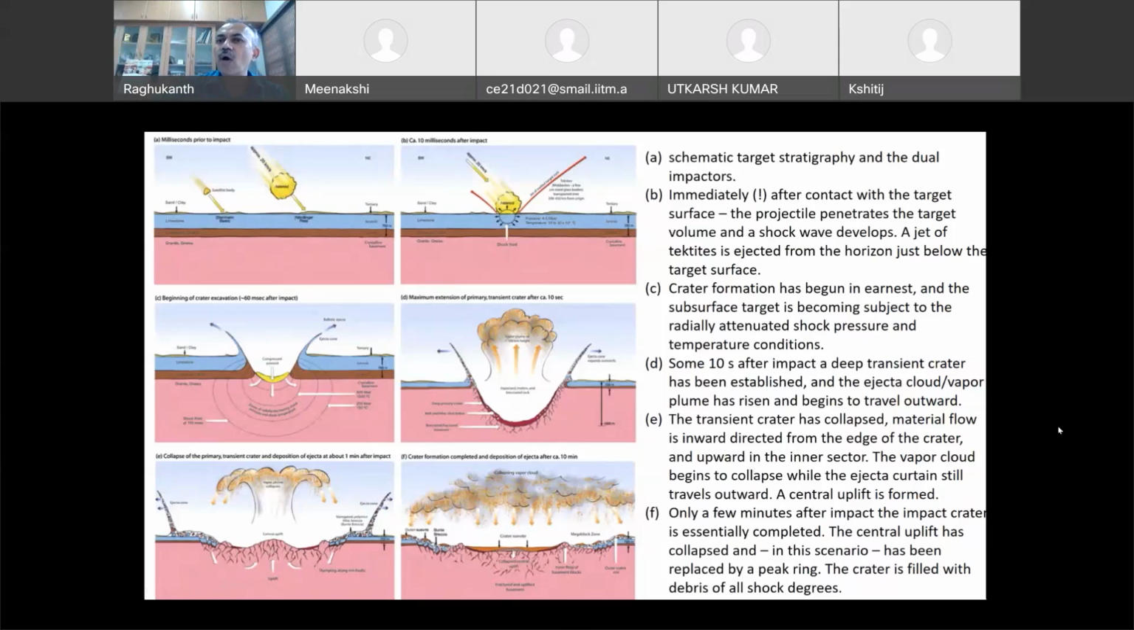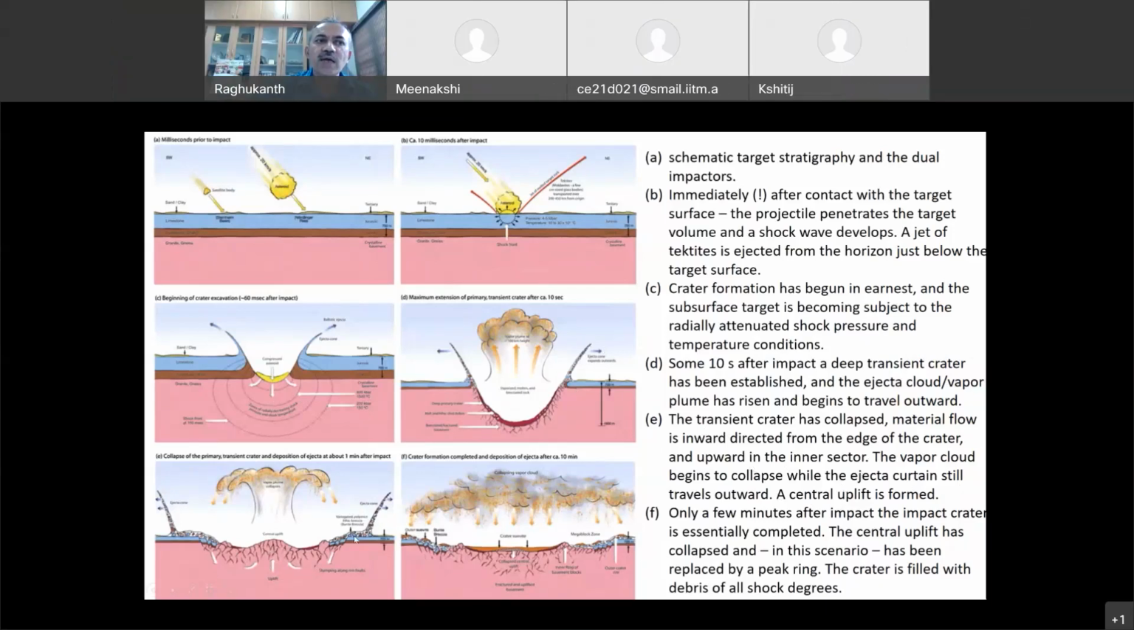And then the vapor cloud also begins to collapse while the ejecta curtain, so this is what we are calling the ejecta curtain. You can see this ejecta curtain still going, you followed it, the material is still flying up. Okay, central uplift gets formed. And after a few minutes, like after 10 minutes basically, after the impact has happened, the impact crater is essentially completed itself. So you can see this melted material, the vapor cloud or something, may get deposited here. There is a melted kind of thing, and then this happens here, and you can see what has happened here.